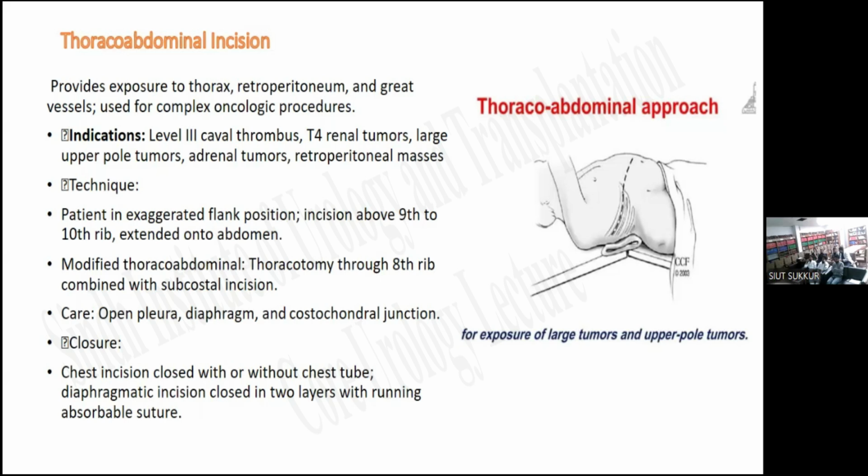So the position, as you can see in the diagram, the patient is in exaggerated flank position. Incision is given above the 9th to 10th rib, extending into the abdomen, and there are modified forms of this incision, including the incision given through the 8th rib combined with the subcostal incision.